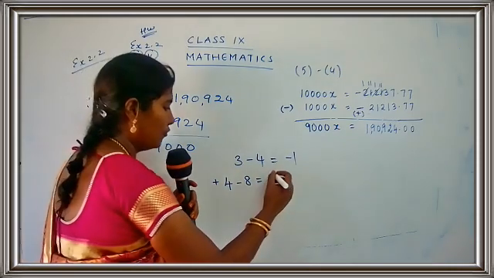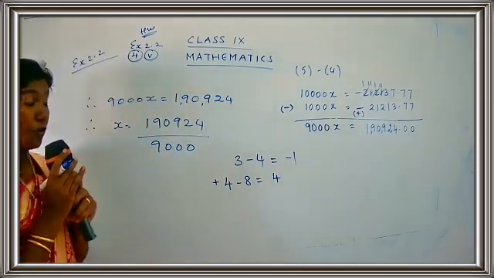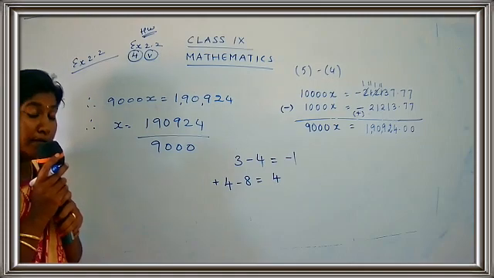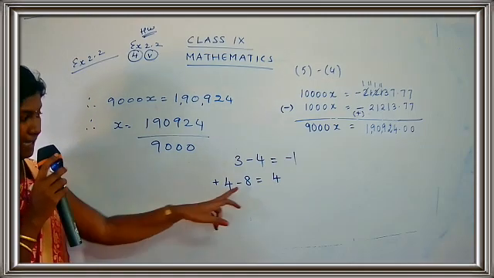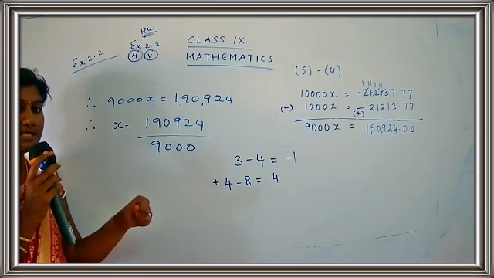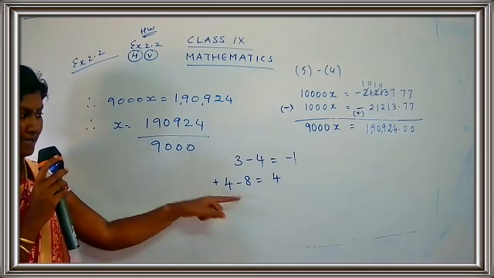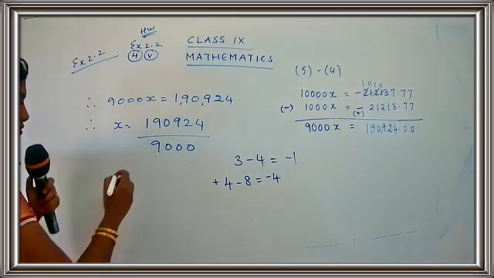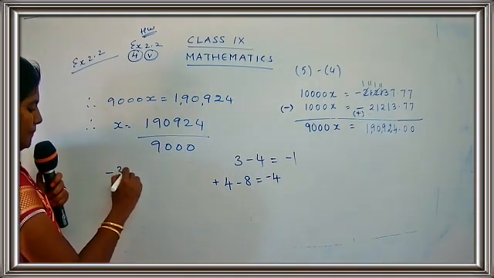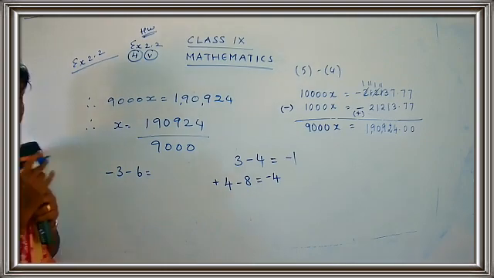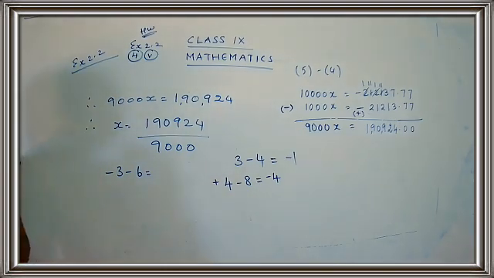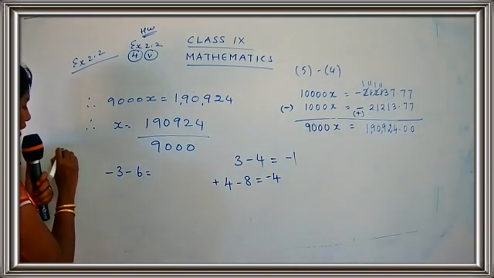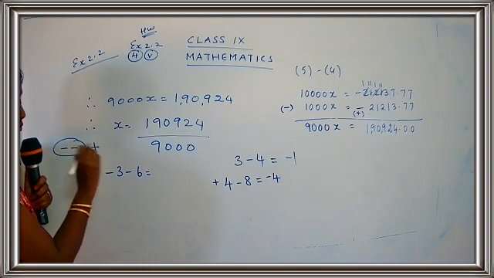I'll put here 4. Okay, done. Now you have to see the sign of the bigger number. Which is the bigger number here? 8 is the bigger number. So what sign are you going to put? Minus. What is the answer? Minus 4. Okay, let us go for one more sum. Minus 3 minus 6. Let's go for the next example. What is it? Minus 3 minus 6. Minus minus plus. I have told you, if you have the same sign, you're going to do plus.